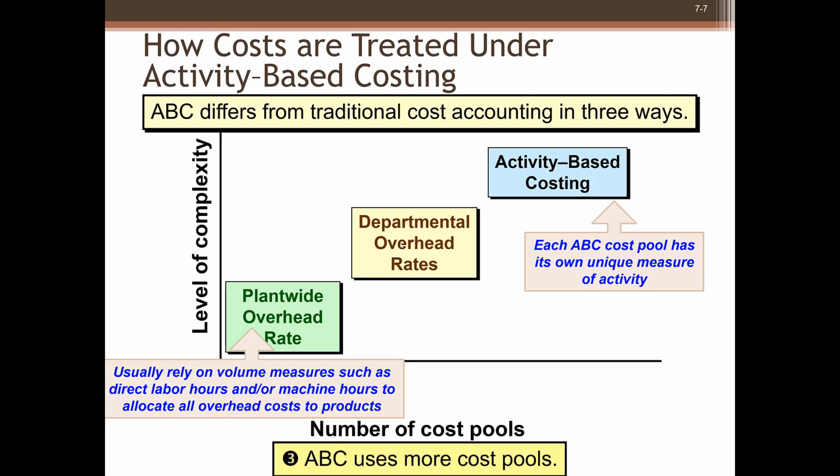For departmental overhead rates, the company can use different predetermined overhead rates for different departments. But for ABC, each ABC cost pool has its own unique measure of activity. So it will generate more rates than departmental overhead rates.